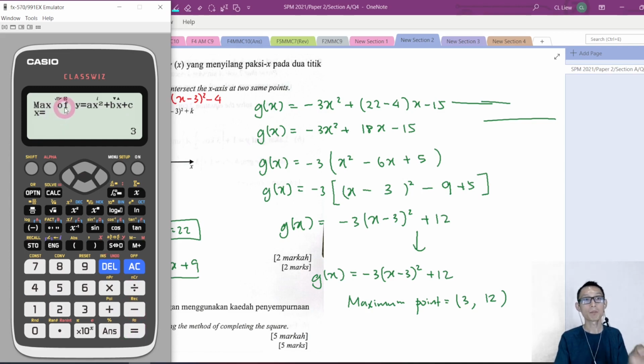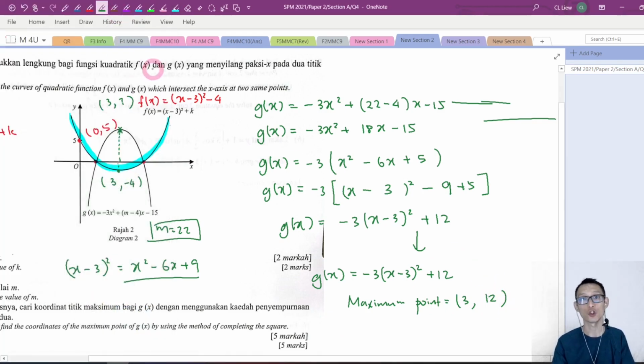Now you see the maximum point for this function will happen at x equal to 3. And what's the y coordinate? y equal to 12. This means that our answer is correct. This is a way how we use our calculator to check the answer.